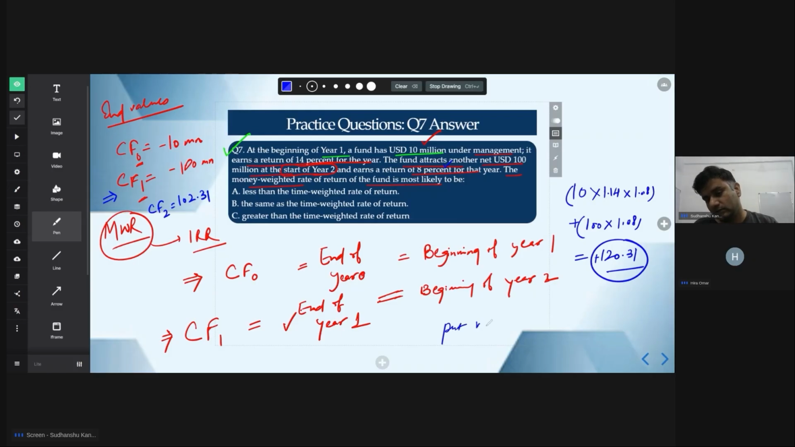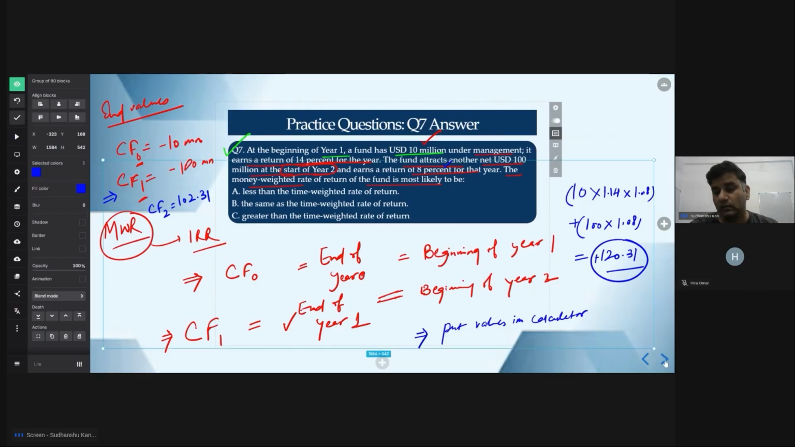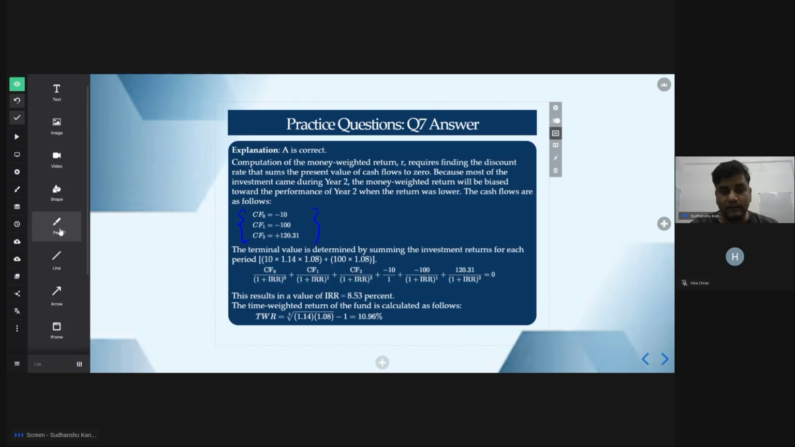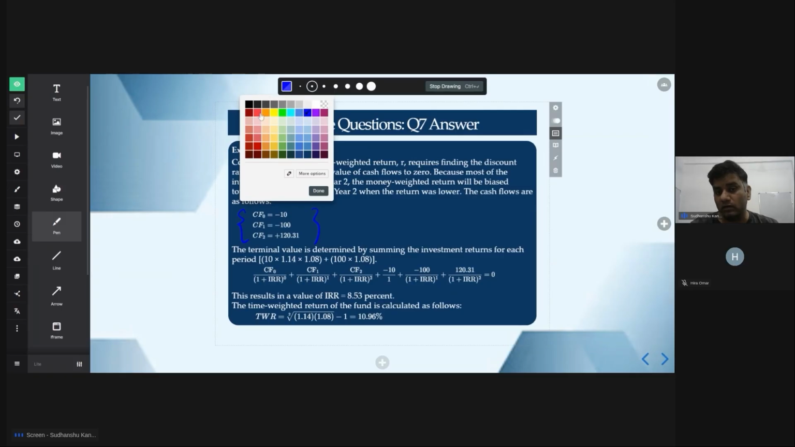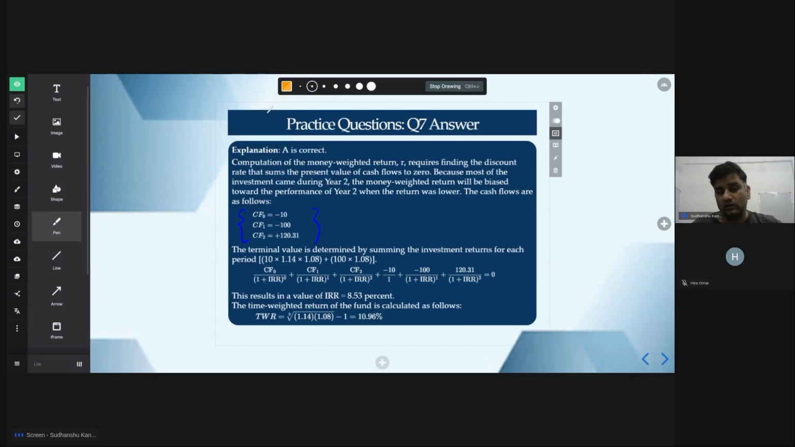You input in your calculator CF0, CF1, CF2: two negative values, one positive value, and compute IRR. Put the values in the calculator and compute the IRR. Again, a little tricky, guys, but please understand, this is what you need to practice. We are giving you very solid questions. These are all actually CFA end of chapter questions. So you are actually practicing good questions. You don't even need to go home and do it again. These are hard questions. So do fewer questions, but do quality questions. Don't do very easy questions.